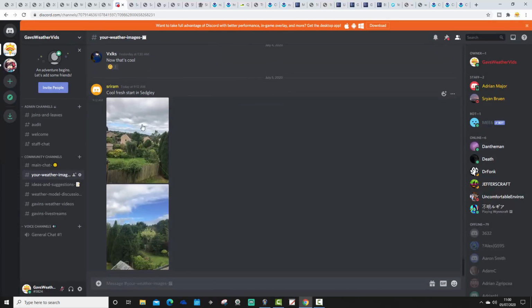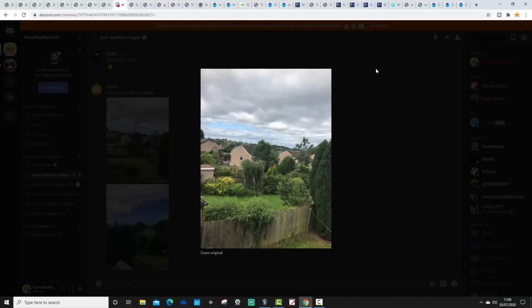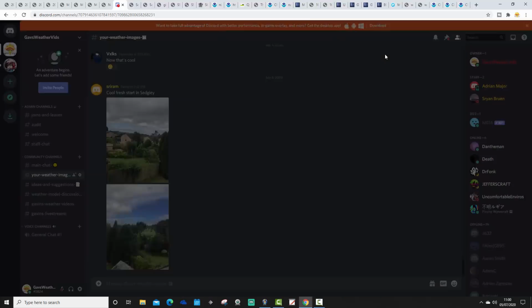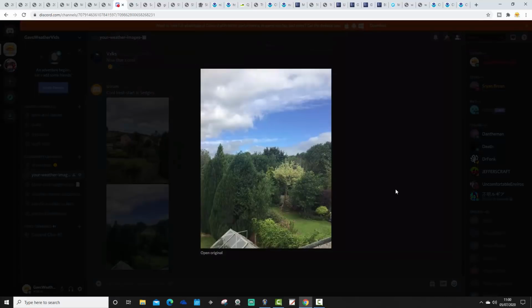And Shiran posted these this morning. Cool fresh start at Sedgley. I think it's probably brightened up compared to what it was earlier.